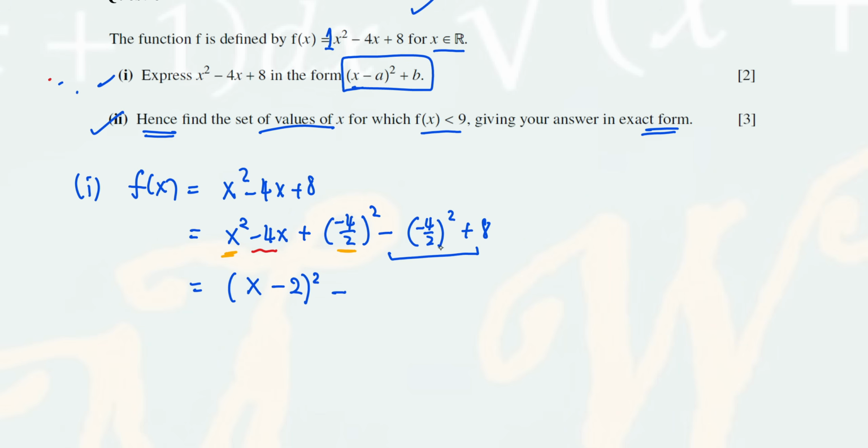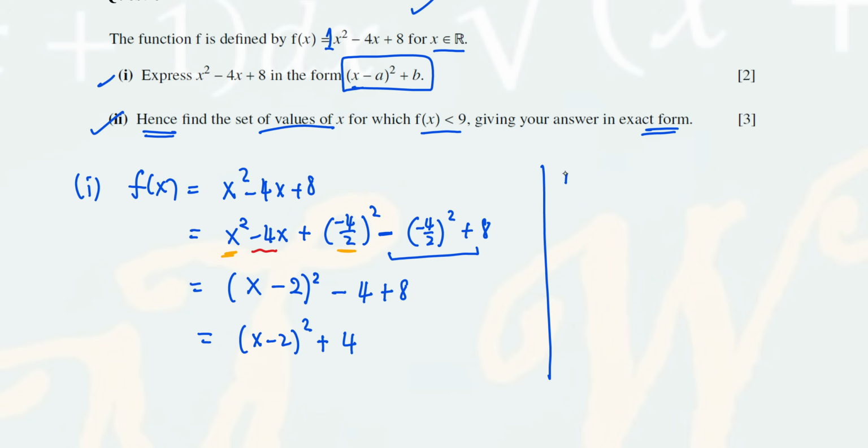So it will be minus the square of minus 4 over 2, that is basically minus 4, then plus 8. Alright, because there is a minus before the bracket. So at last, you will be getting (x minus 2) squared, then minus 4 plus 8 is basically plus 4. Okay, so that is the solution for the first part.